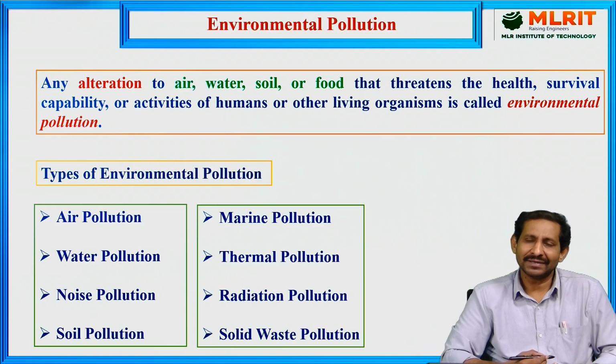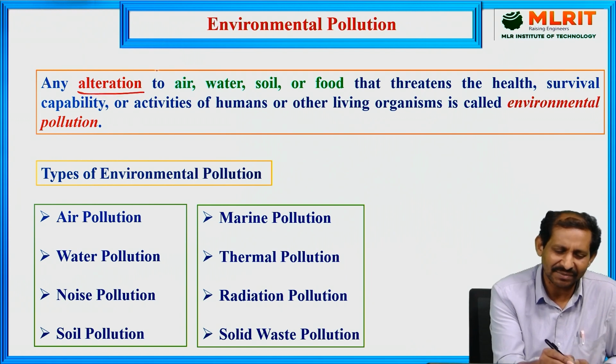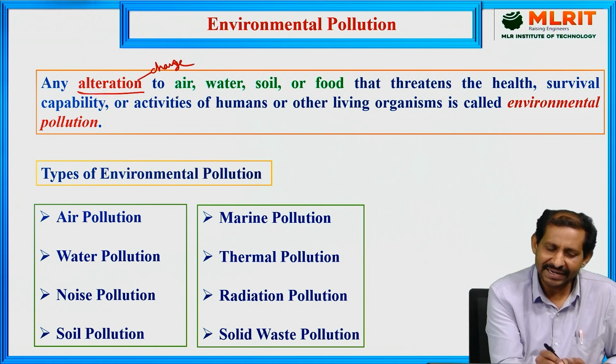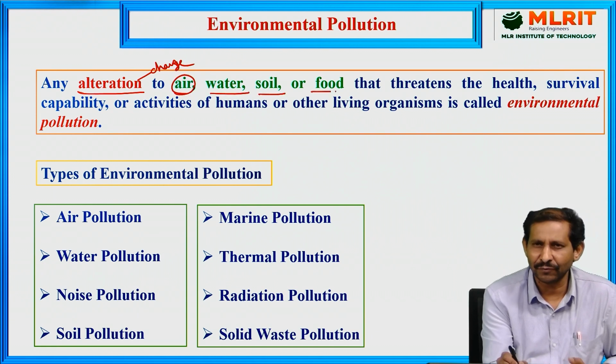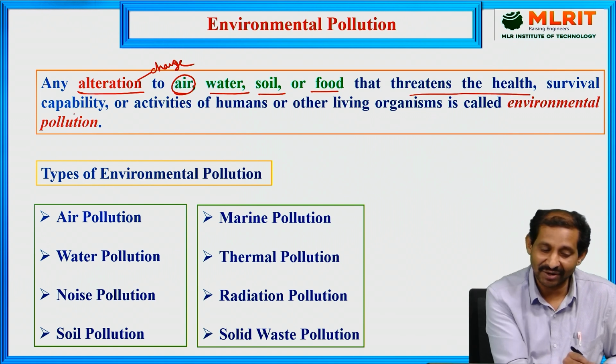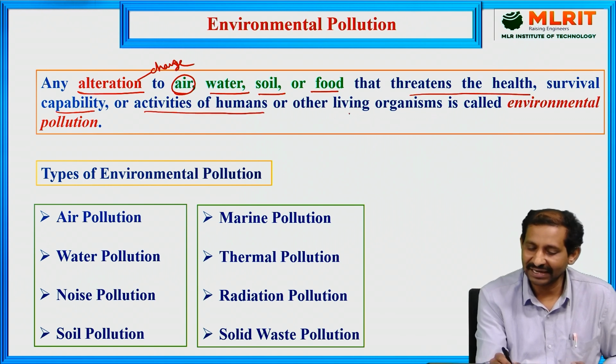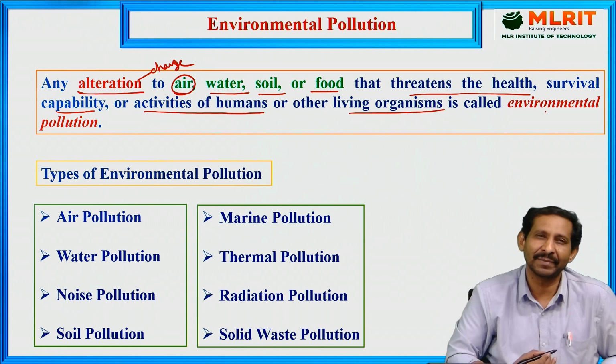So, what is environmental pollution? Any alteration, simply say alteration means change, to air, water, soil or food that threatens the health, survival capability or activities of humans or living organisms is called environmental pollution.